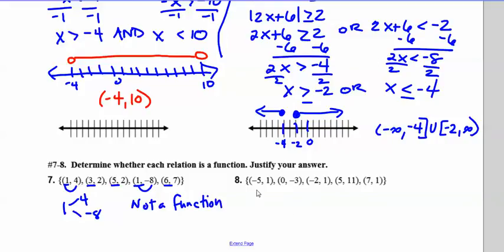In problem 8, we're checking the inputs, negative 5, 0, negative 2, positive 5, and 7. None of these are repeated, so this is a function. All right, let's turn to page 2.